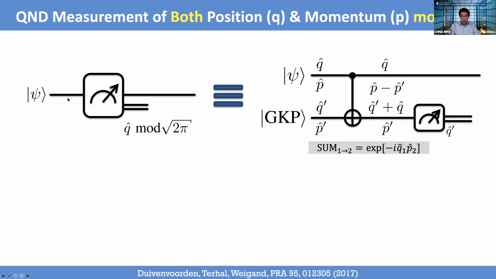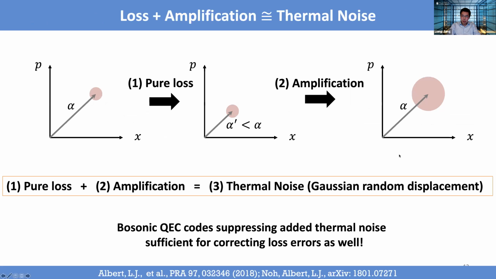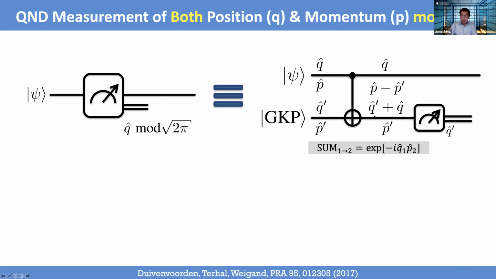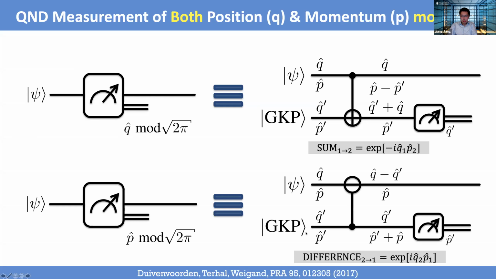For example, I have incoming states. I can use a GKP state as an ancilla and perform a control-sum operation, which you can think of as a unitary evolution with a Hamiltonian Q1 times P2. With that evolution, you can measure the GKP state in the Q quadrature, and that will tell you the Q quadrature of the initial input state modulo root 2 pi. So that allows you to measure the position modulo root 2 pi. Similarly, you can have a GKP state coupled to the system with a different Hamiltonian, and measure the momentum modulo root 2 pi.